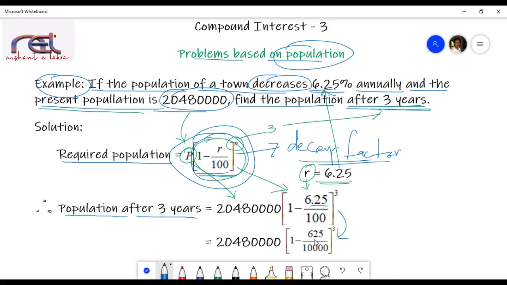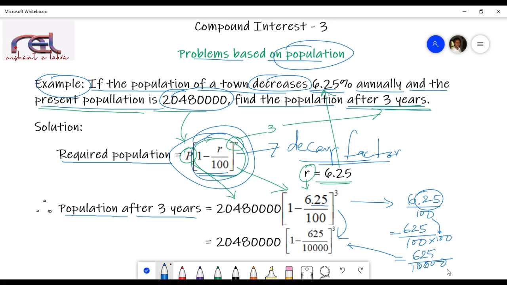0.25 is the 100th place. So I will just show you here how we got that. 6.25, we have to remove the decimal. It is on the 100th place, so we write it as 625 by 100. Okay, 625 by 100. And the 100 that is there in the denominator, we multiply it. So 625 by 100 into 100. That is why we got 625 divided by 10,000.